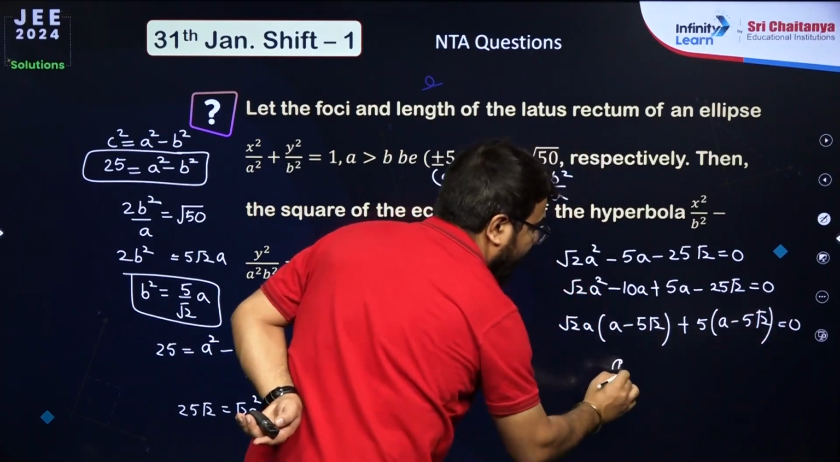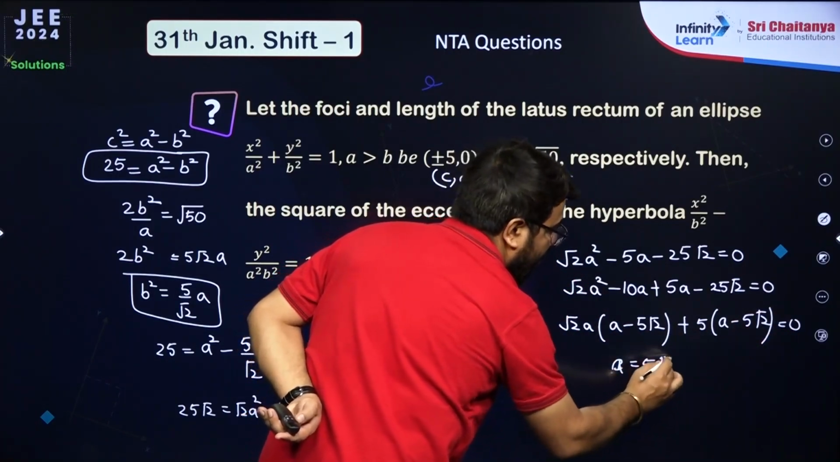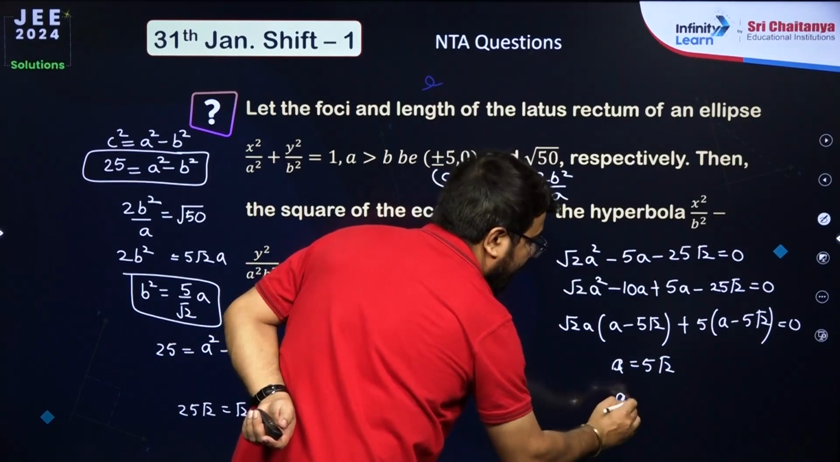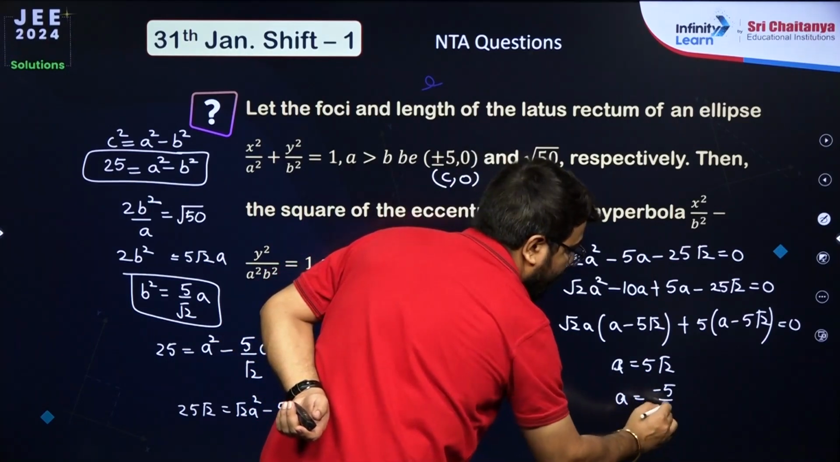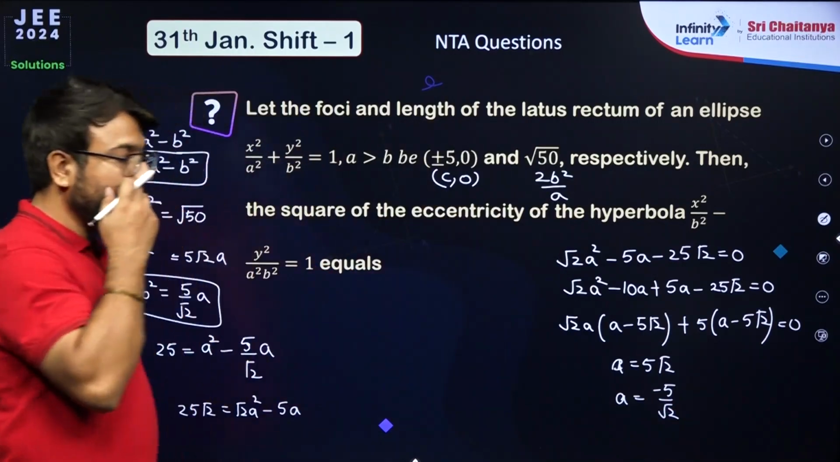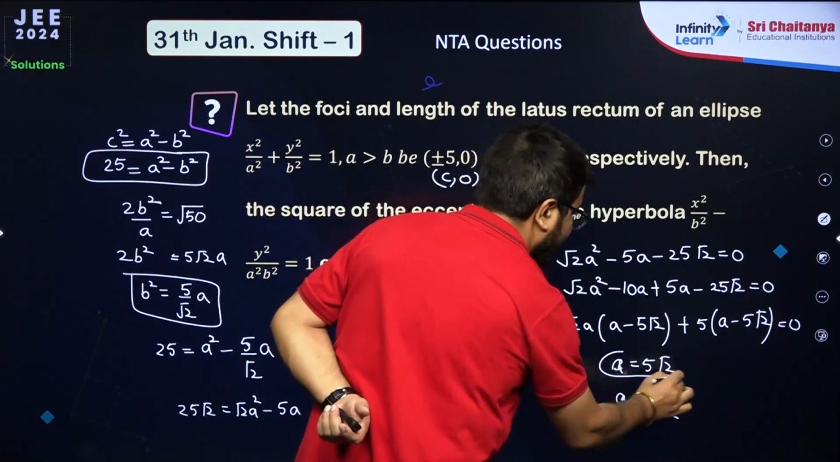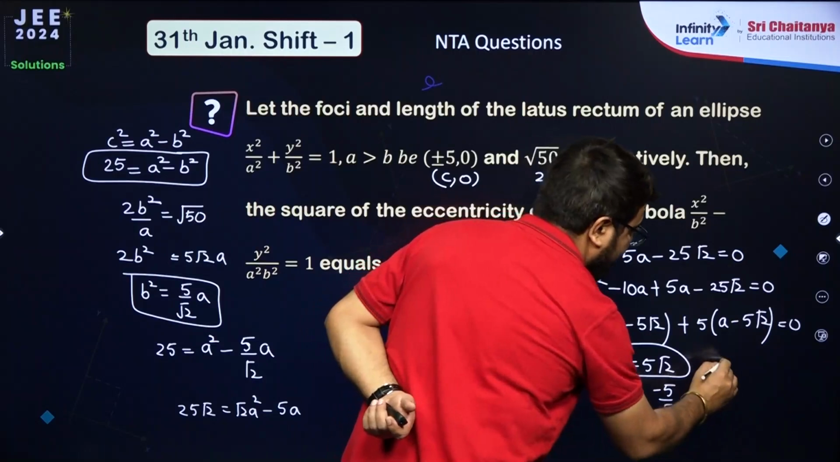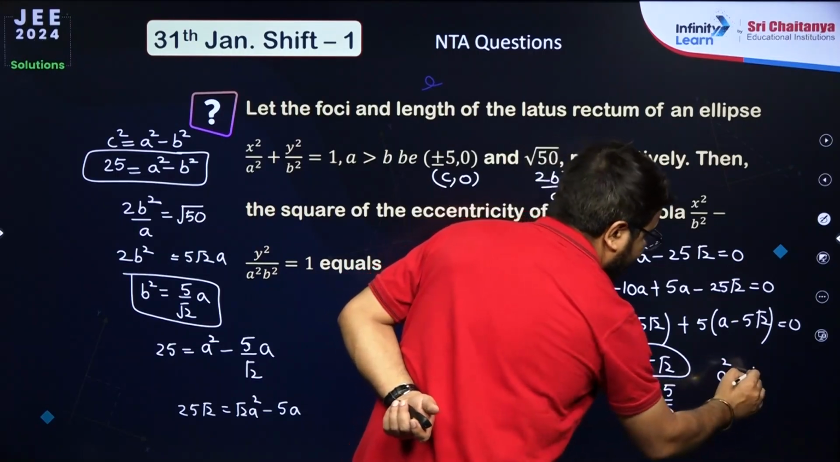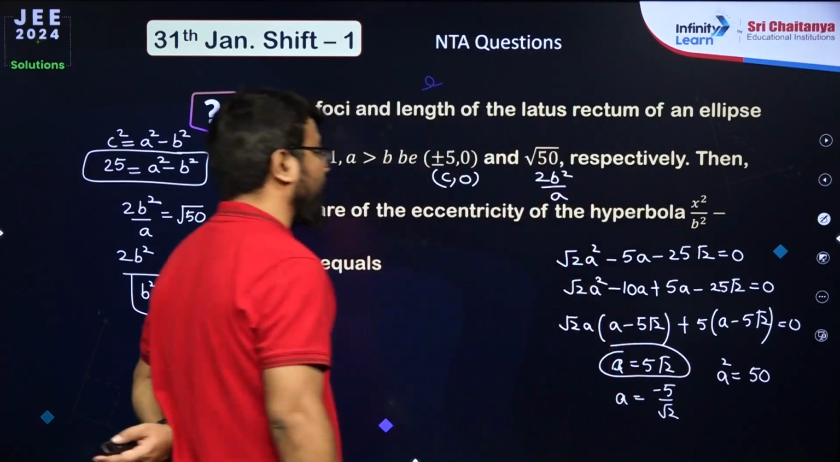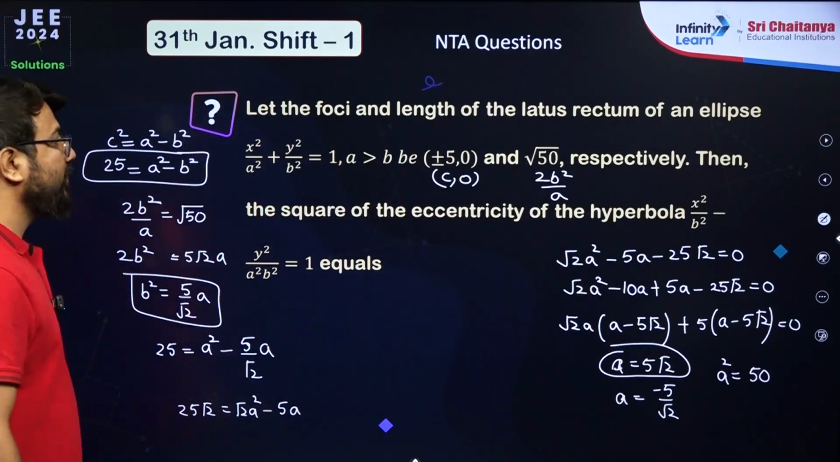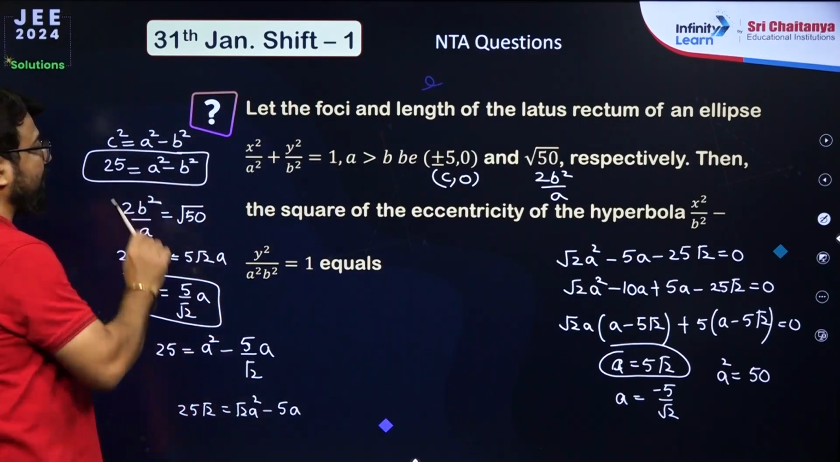So we got the value of a as 5 root 2. And we got the value of a as minus 5 by root 2. Alright, two values of a we are getting. So let us accept this value. And then a square will be 25 into 2, that is becoming 50. I hope you understood this. If a square is 50, then b square is 25.